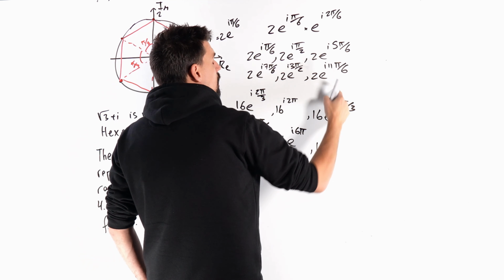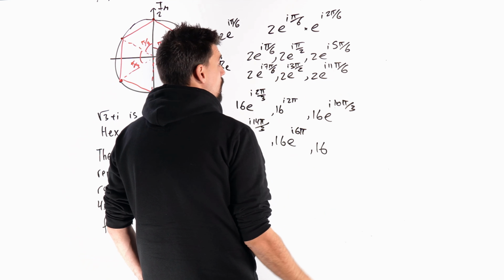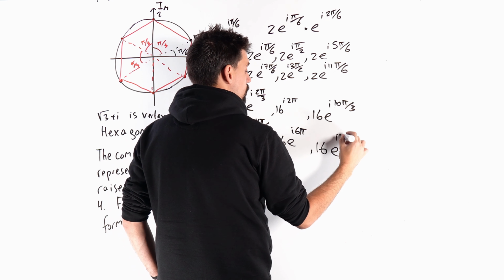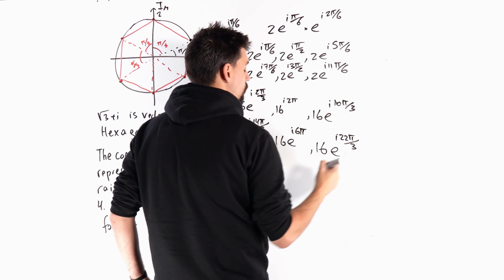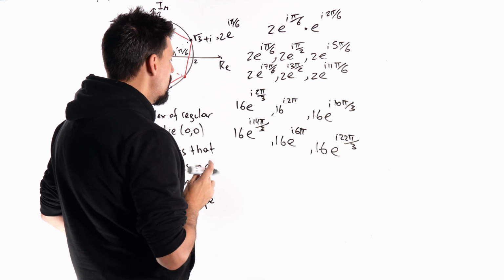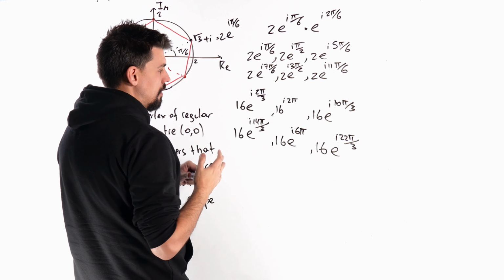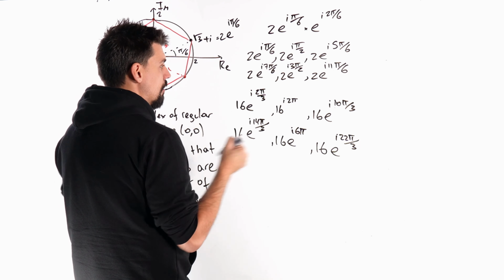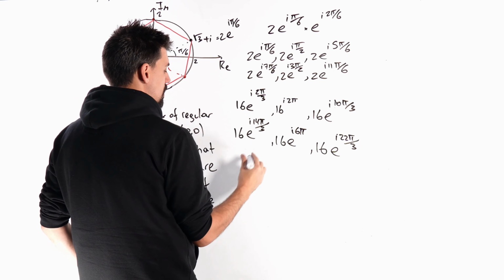And 44 pi over 6, which is 22 pi over 3. Right. Now, obviously, a bunch of these are bigger than 2 pi, so we're going to bring them all back down. This one looks legit.